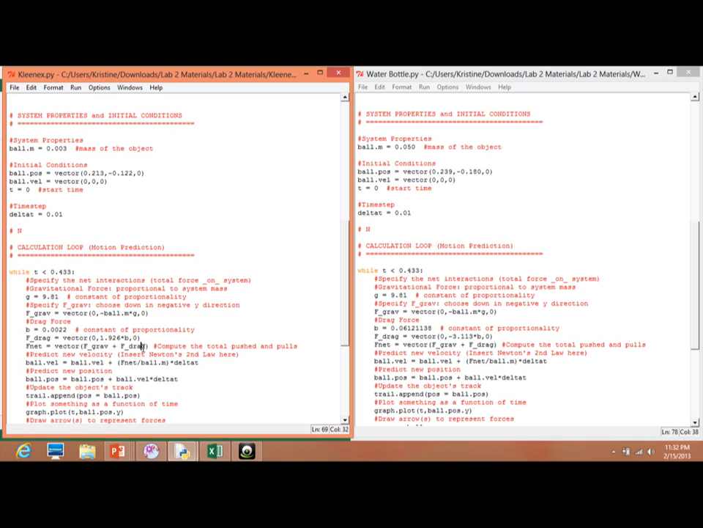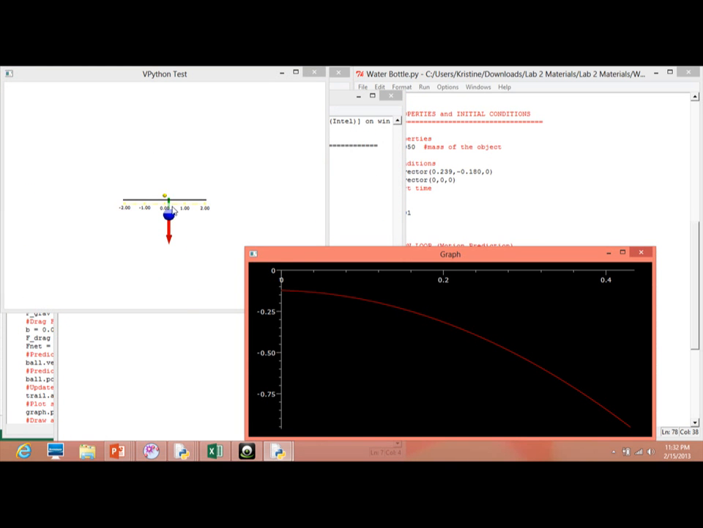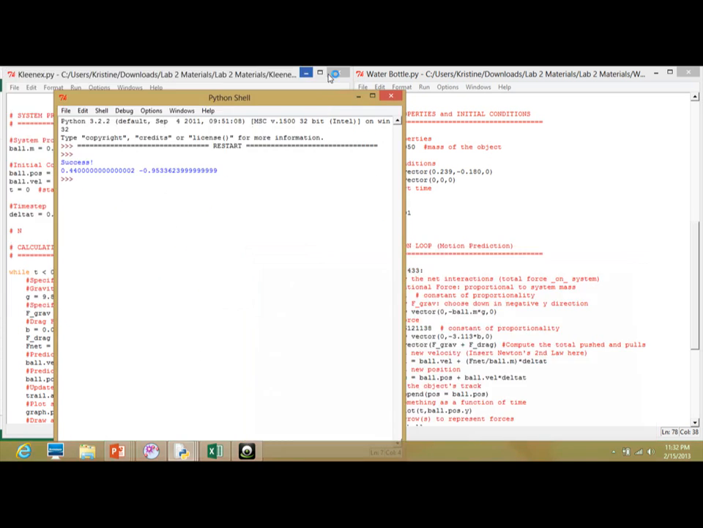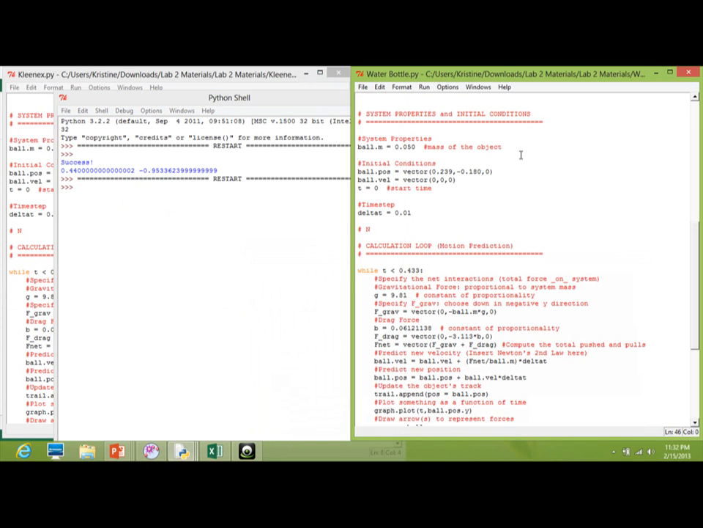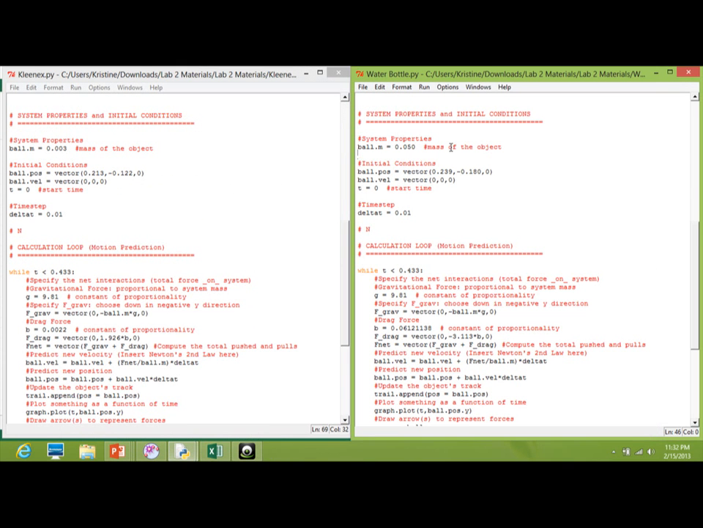Here is the visualization of both objects. First, the Kleenex falling, and in this case, it falls straight down, and next, the water bottle falling. It also falls down. The model shows that the objects are moving downward, which corresponds to their movement in the video.